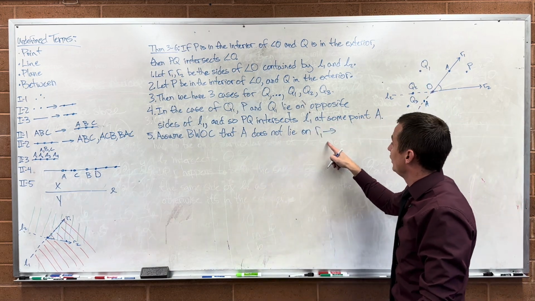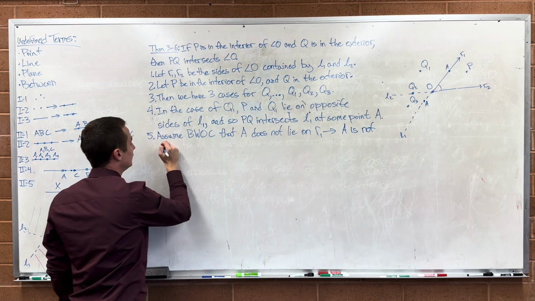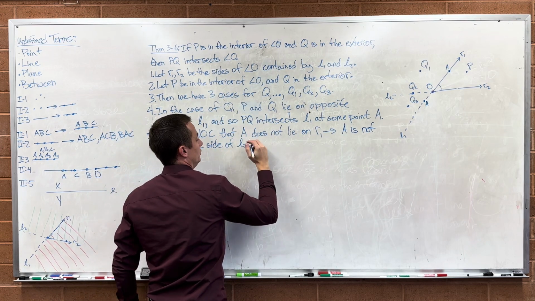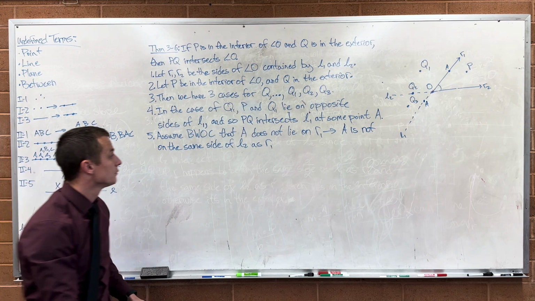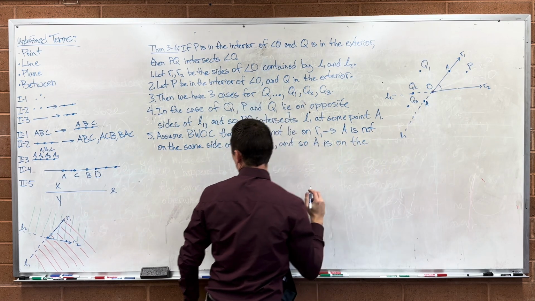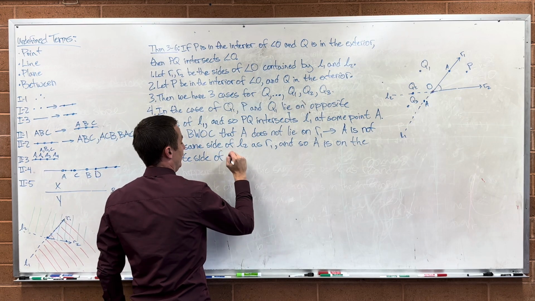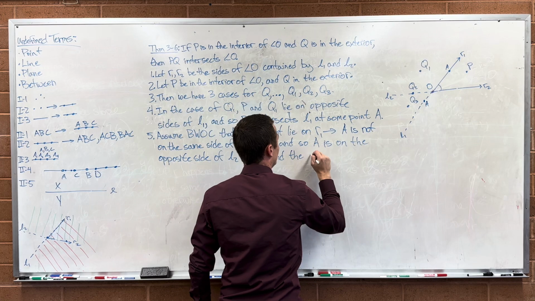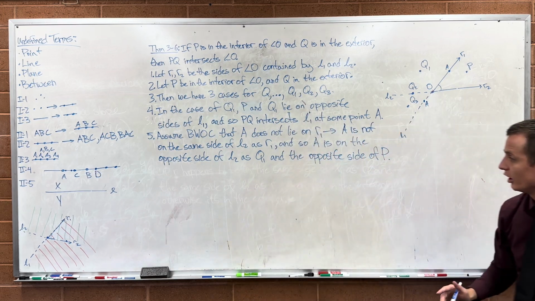So assume by way of contradiction that A does not lie on R1, then that gives me that A is not on the same side of L2 as R1. So it has to be on that other side. And so A is on the opposite side of L2 as Q1 and the opposite side of P, because P and Q1 are on the same side of L2.